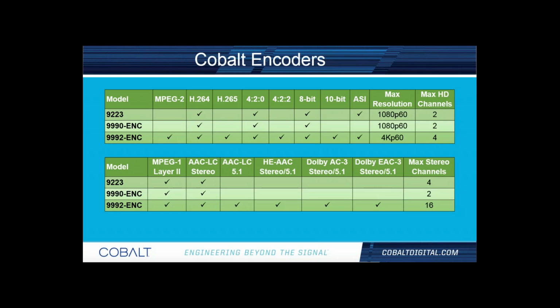We have a line of encoders, and this is a feature matrix for video and audio. We have a low-cost 264 encoder, and a little better 264 encoder, and then the 9992 encoder, which is the new one that does all the standards and does both 420, 422, 8-bit, 10-bit. Many of our encoders have also ASI, as well as all the protocols I've talked about, and they differ in the number of channels and maximum resolutions. Those are HD encoders. This is a 4K encoder.